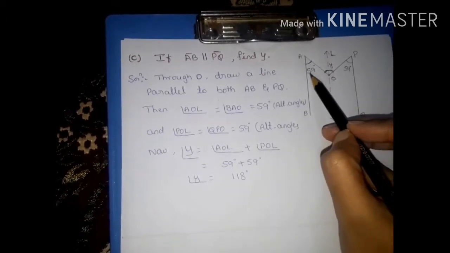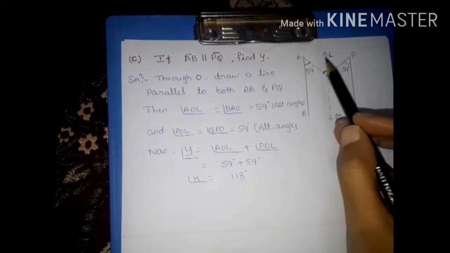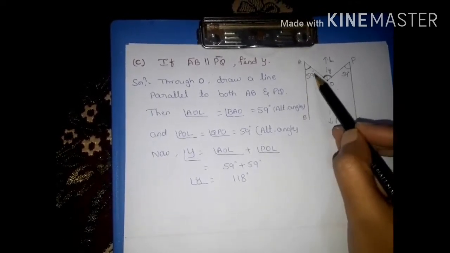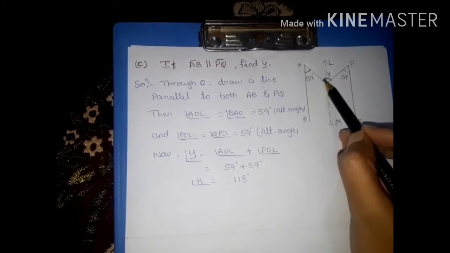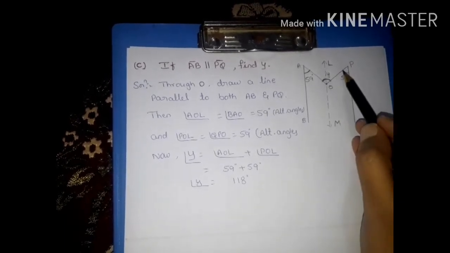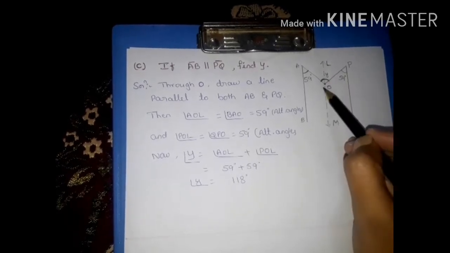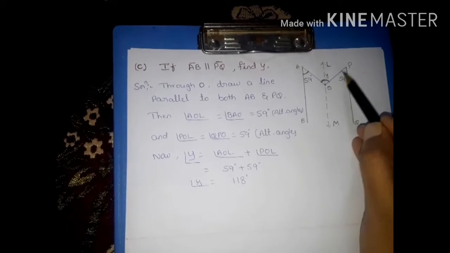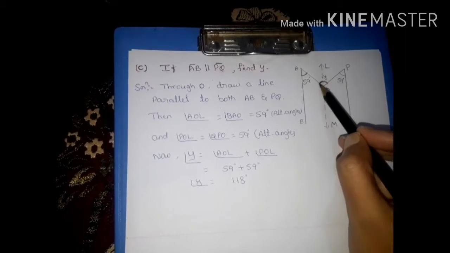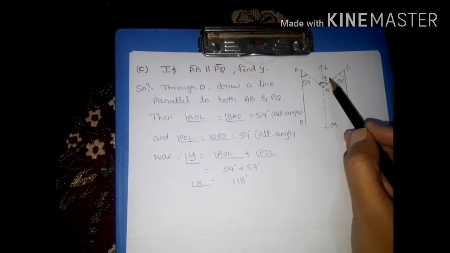Here they have given 59 degree. Consider this parallel line as LM. This angle 59 degree and this angle act as alternate interior angles. This is 59, which means this is also 59 degree. Similarly, PQ is parallel to LM, so 59 degree and this angle LOP or POL, these two angles are alternate interior angles. Then this is also 59 degree. 59 plus 59 will give angle Y. In this way you have to find the angle Y.